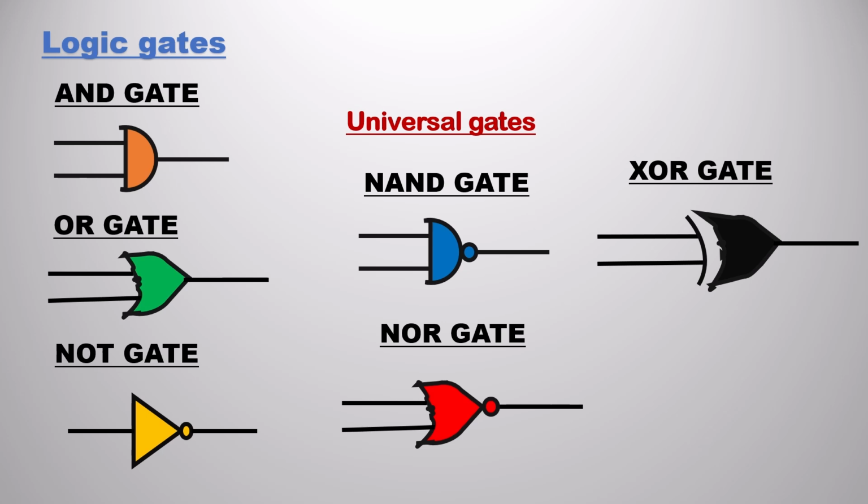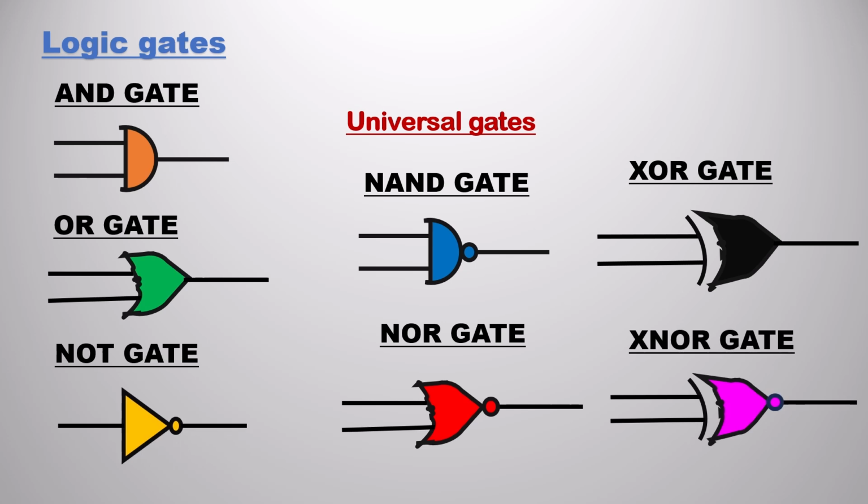Apart from the universal gates we also have another two gates. The first one is XOR gate. The symbol is like you are seeing there: that is OR gate, and an extra curve is added. We should not touch that curve to the gate. So this is known as XOR gate.